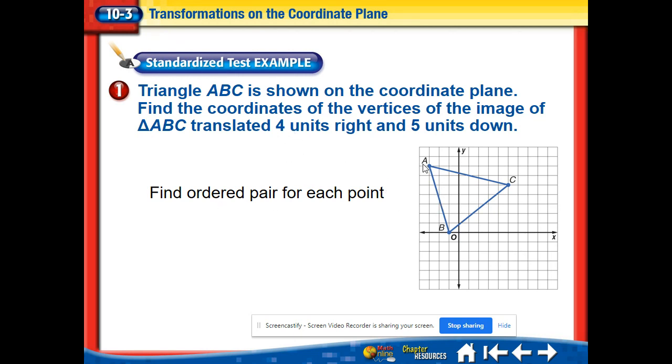So in order to do this, we need to find the ordered pairs for A, B, and C. So we have to go ahead and count this up and over and up and over and up and over. So our A value is at -3, 7, B is at -1, 0, and C is at 5, 5. Now we're going to use these with this information here to get our new points.